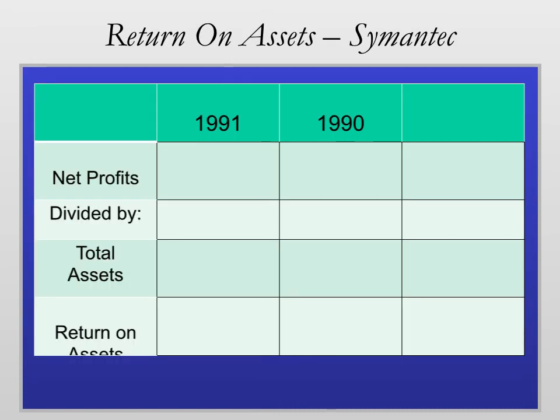So when we look at Symantec, we can calculate their return on assets using the income statement and balance sheet from 1991 to 1990. In 1991, you saw the profits at 9.4 million divided by the total assets of 65 million. The return on assets in 1991 would be 14.4%. A question that always comes up is, well, is that a good or a bad number? And as we always like to say, it really depends. It depends what you're comparing it to.